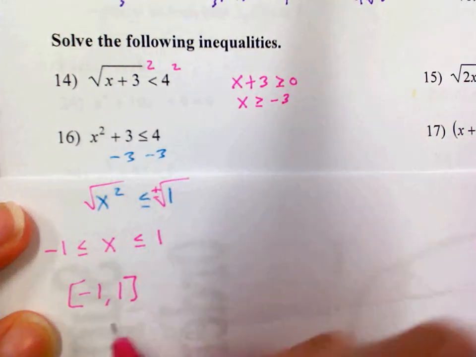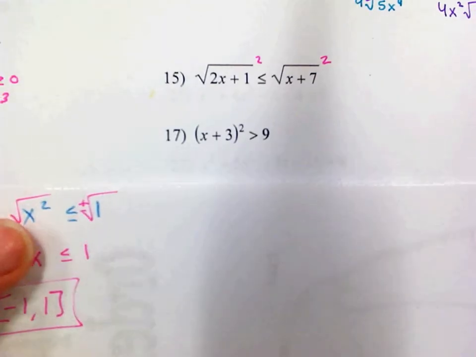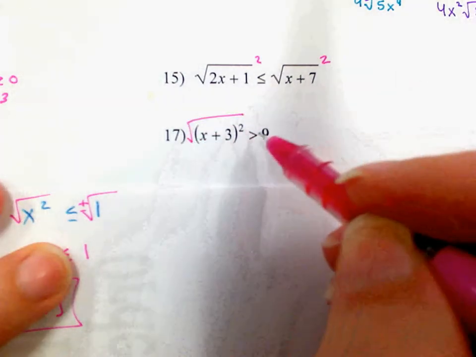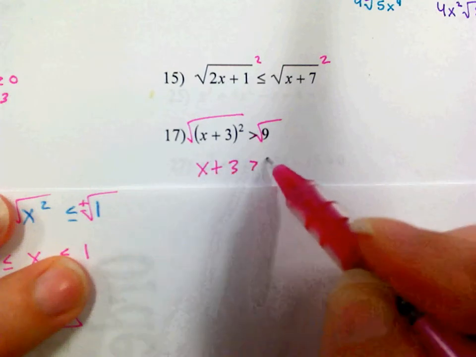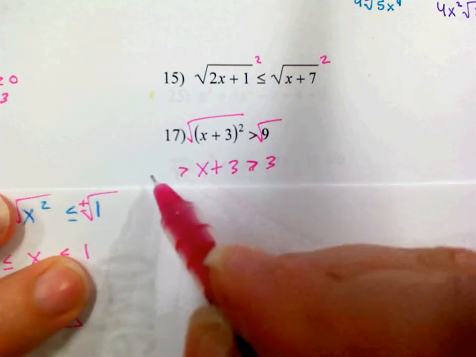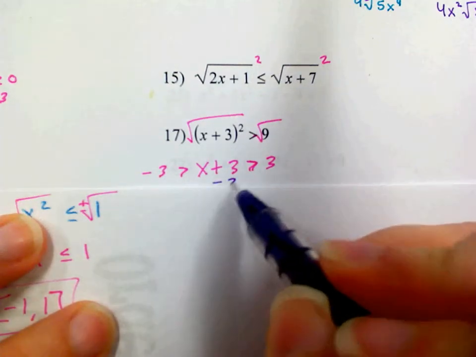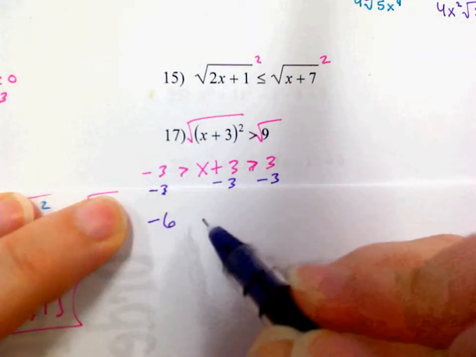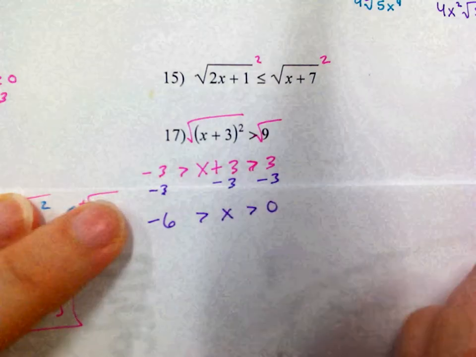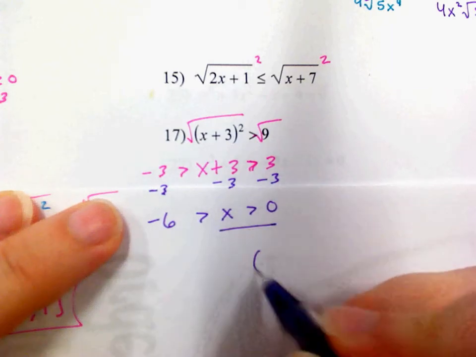So on 17, again, I need to get rid of a square by taking the square root. But when I take the square root, I got to put the negative on the other side. So I'm going to have x plus 3 is greater than 3. Repeat the symbol on this side and put the negative. Okay. Well, I want to get rid of this 3, so I'm going to subtract 3. So I've got negative 6 is greater than x, which is greater than 0. And does that make sense? Is negative 6 greater than 0? No. And if you read this, it says x is greater than 0, and x is less than negative 6.